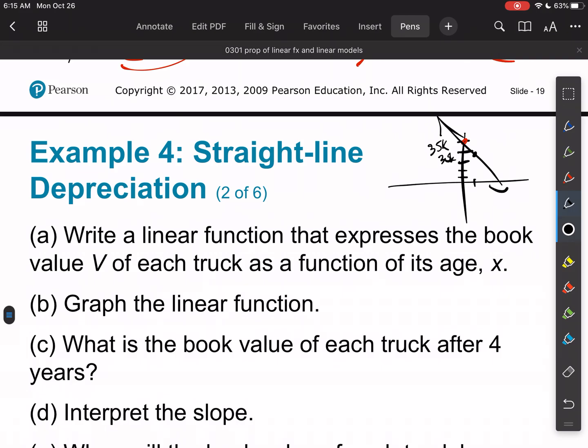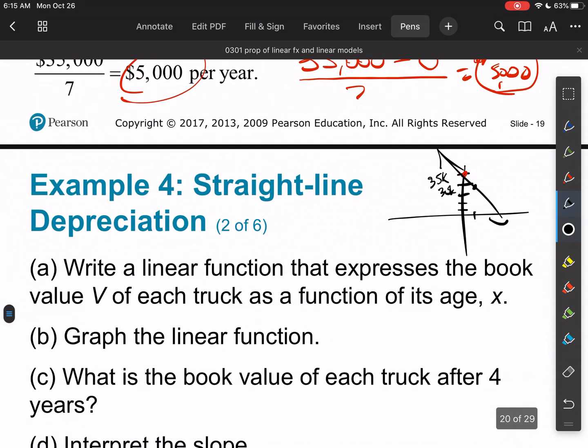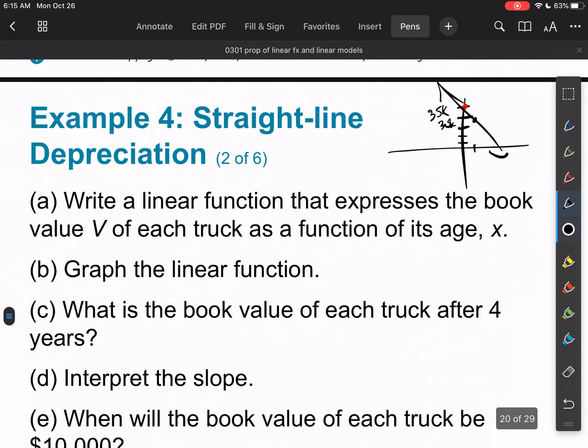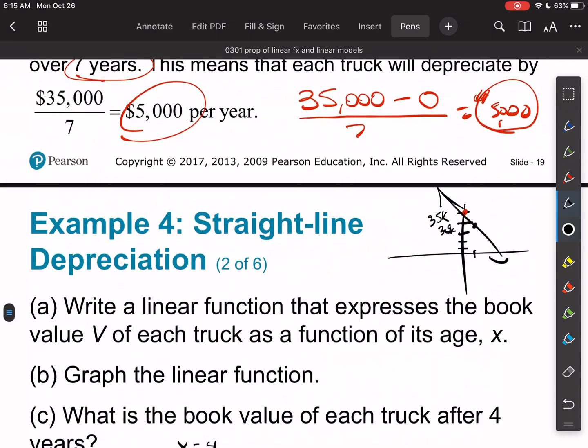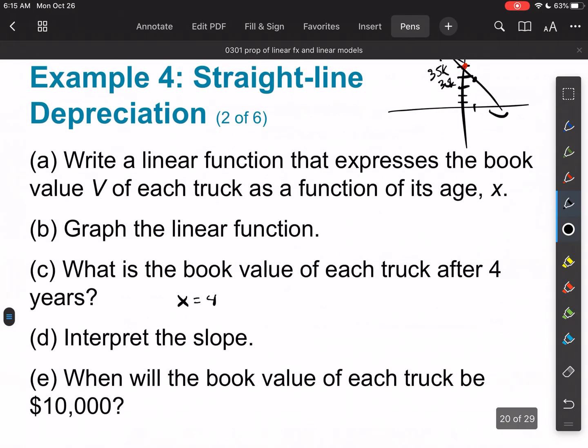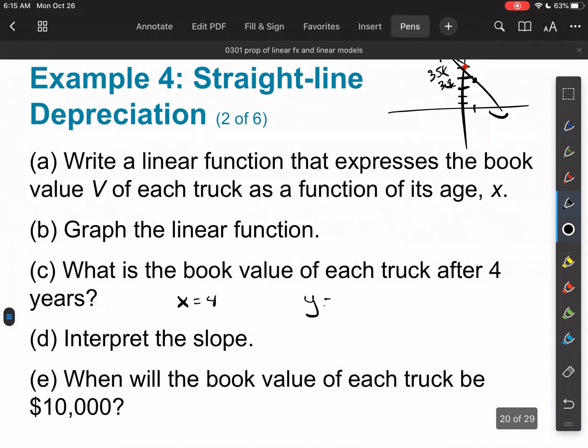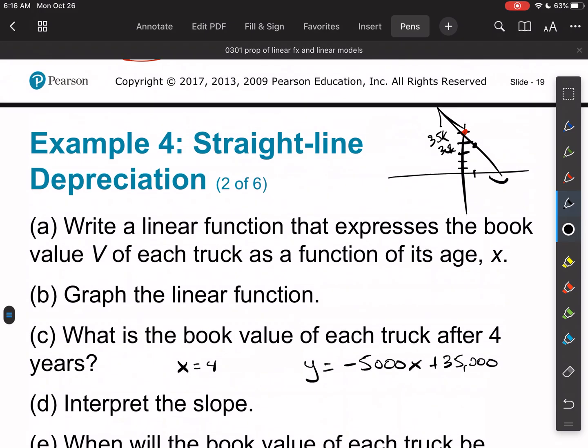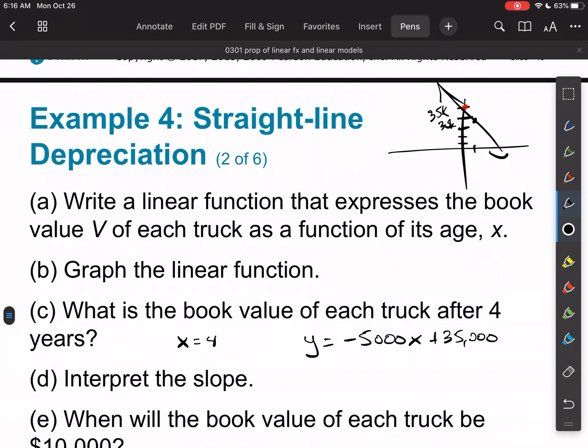It says, what is the book value of each truck after 4 years? So after 4 years, it's going to drop. That's going to be an X value that is equal to 4. So if I use my equation, which by the way we haven't really talked about, the slope is 5,000 and it's going down. So the equation would be: y is equal to negative 5,000 because it's going down in value 5,000, X, plus 35,000. It starts at 35,000, and it's going down by 5,000 every year.